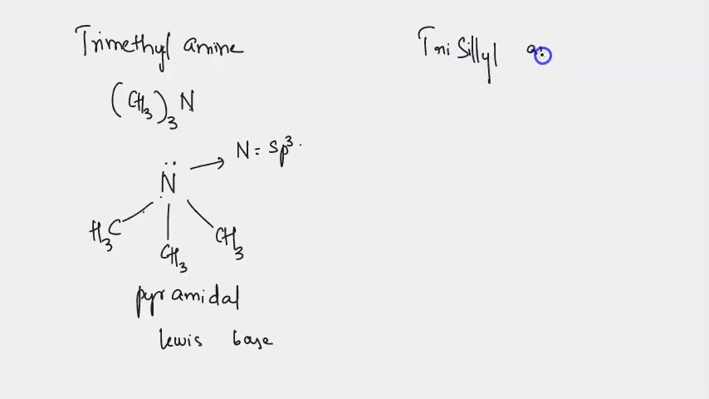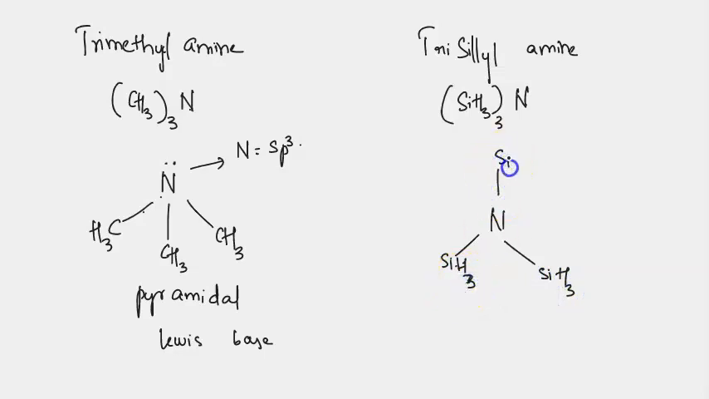If you look at the trisilylamine, where 3 hydrogens of ammonia are replaced with SiH3, the formula will be (SiH3)3N. So here, nitrogen at the center, SiH3, and one more SiH3 are present in the place of hydrogens.